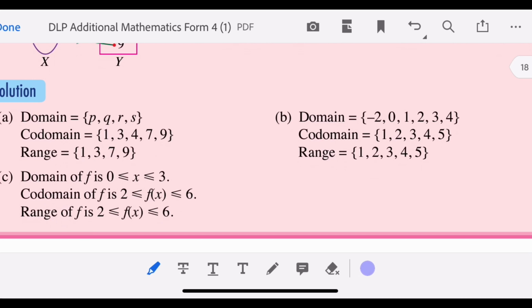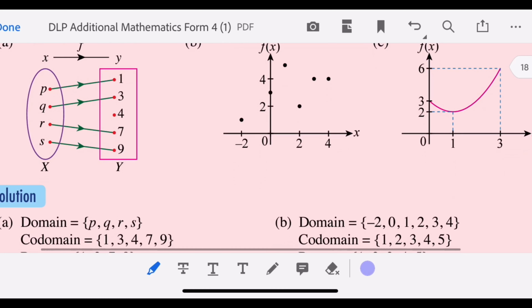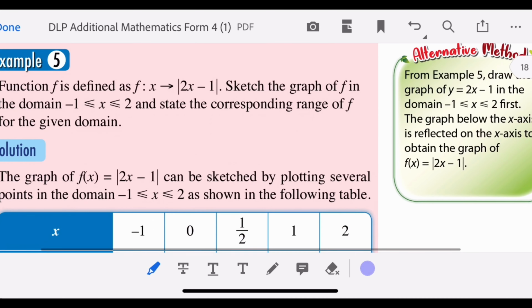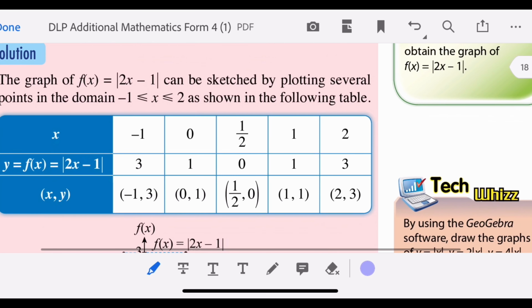For the domain, you can list it out in set form: P, Q, R, S. The codomain is 1, 3, 4, 7, 9, and the range is the ones mapped with the arrow: 1, 3, 7, 9. For the next one, we'll discuss the function f defined as f(x) = |2x - 1|. You're asked to sketch a graph for the function.